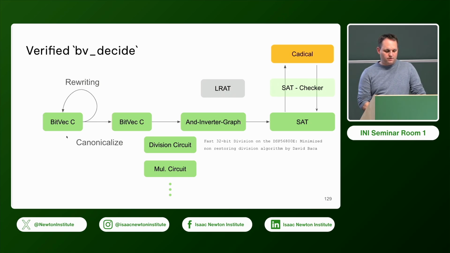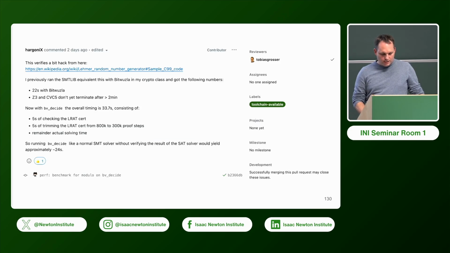What's verified is the rewriting on the symbolic level, the canonicalizing to a small subset of the SMT-LIB API surface, the translation to the and-inverter graph, and the translation to the SAT proof. Then there's an external SAT solver, CaDiCaL, plus a formally certified checker, and they communicate using the LRAT format. We have division circuits and multiplication circuits, all formally verified. So whenever you use BV-decide for fixed bit width, it's like having a bit vector level theory solver that can solve that problem for you.